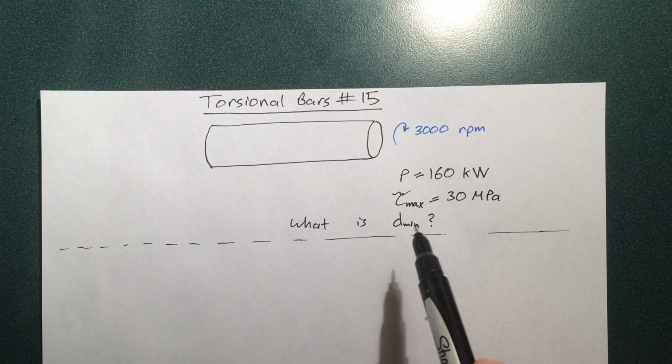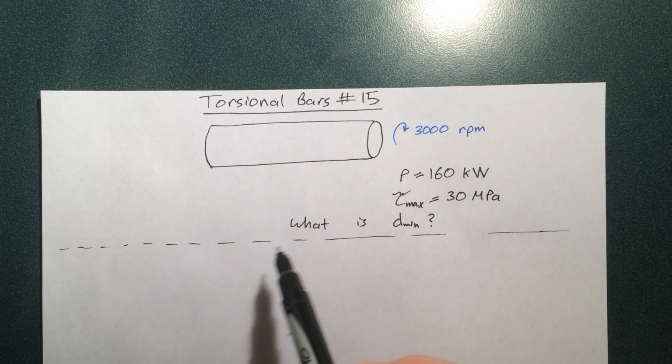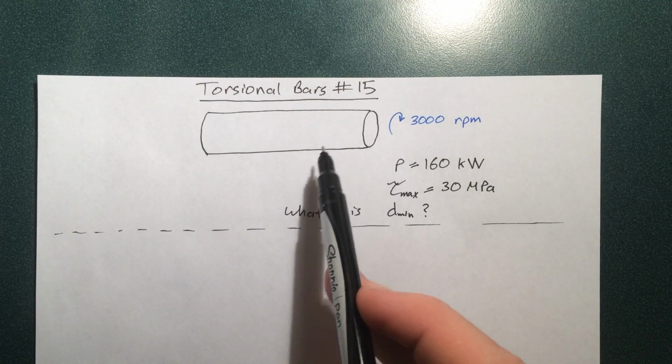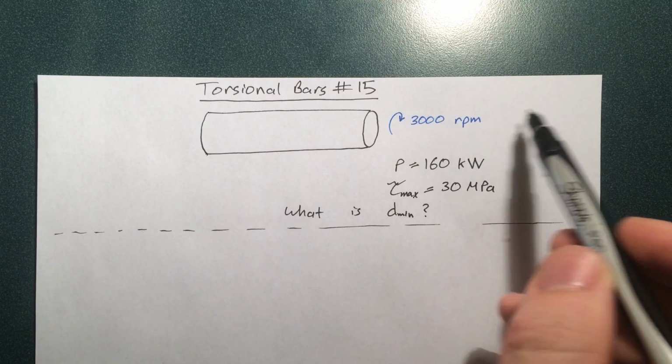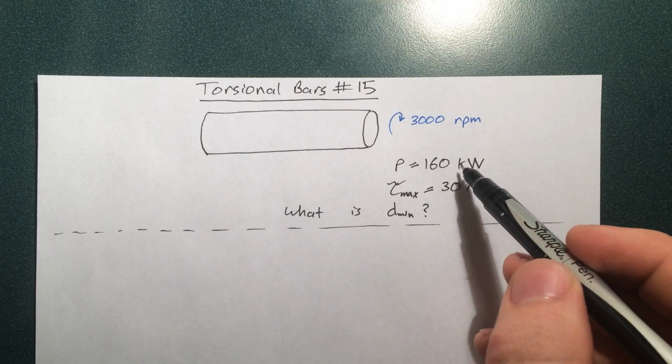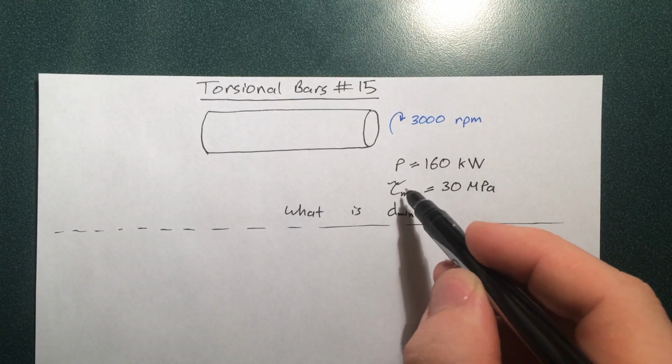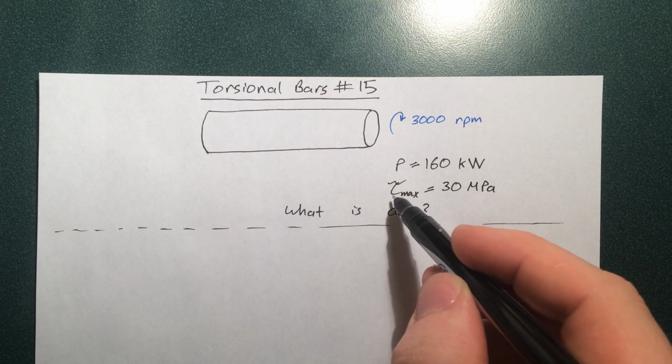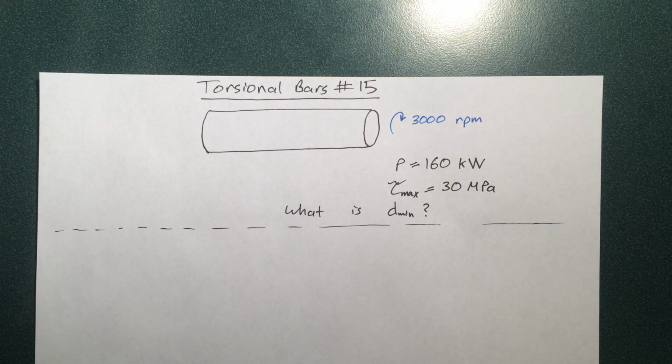In this video I'm going to be solving this situation you see here, and I'm going to be finding the minimum diameter of the shaft for spinning it at 3000 RPMs, delivering power of 160 kilowatts, and having the material having a max shear stress of 30 MPa.